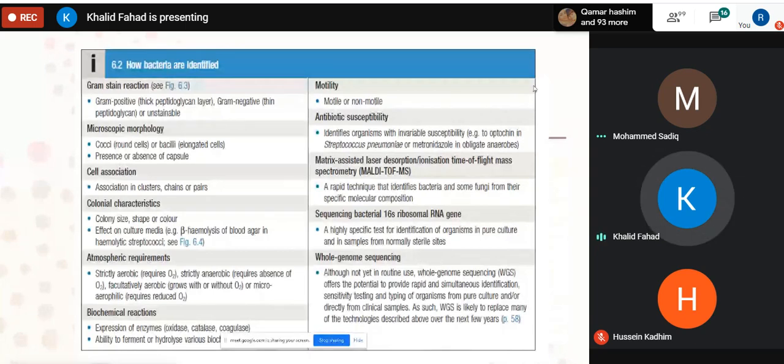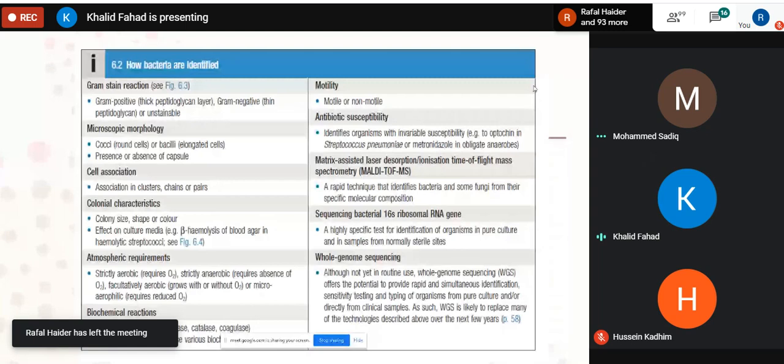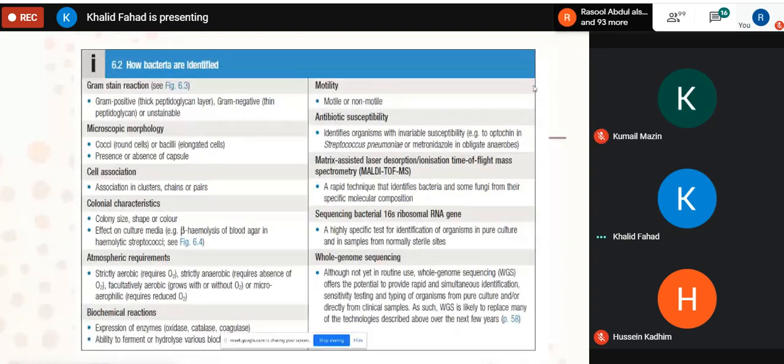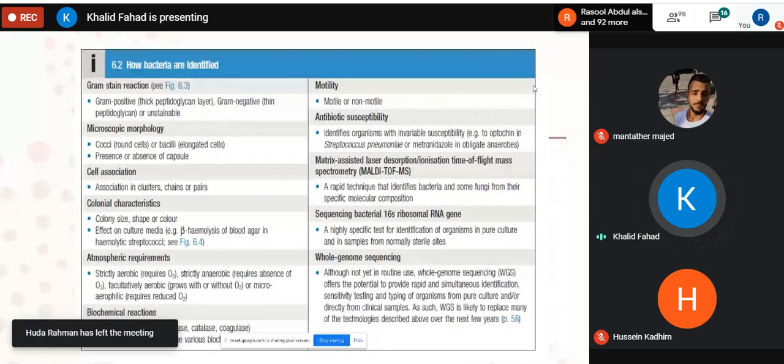Or according to the cultivation criteria, for example, the atmospheric requirements, either strictly aerobic, which requires oxygen, or strictly anaerobic, which requires the absence of oxygen, or between them, what we call facultative aerobes, which may grow with or without oxygen, or microaerophilic, which requires reduced oxygen tension in the culture.